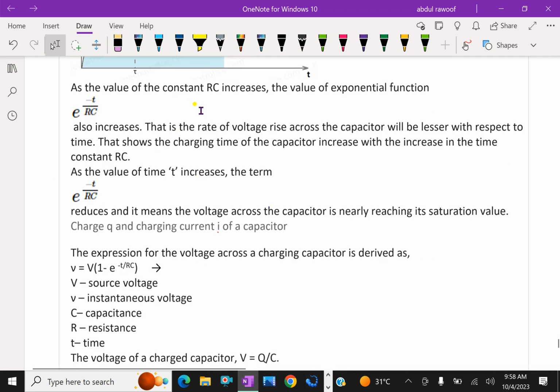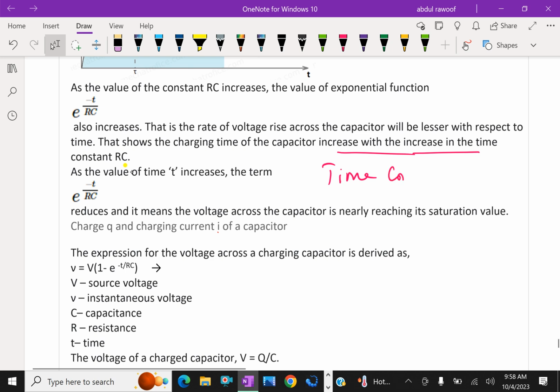As the value of the constant RC increases, the value of the exponential function e power minus t over RC also increases, since the exponent is negative. That is, the rate of voltage rise across the capacitor will be slower with respect to time. That shows the charging time of a capacitor increases with the increase of the time constant RC. This time constant is RC.